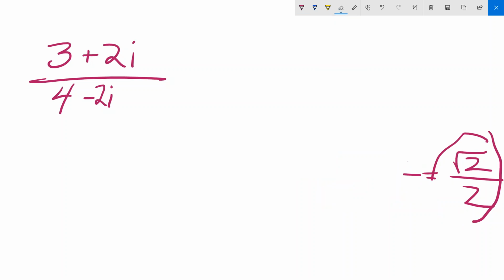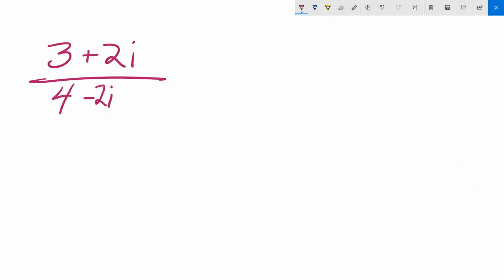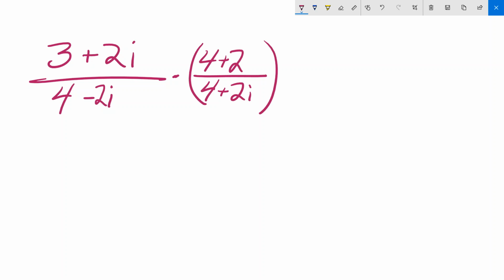So what am I going to multiply this fraction by? And remember, I've got to multiply top and bottom by whatever it is, because that's the number 1. It would be 4 plus 2i. Exactly. Same terms, different sign. Means I got to multiply the top by 4 plus 2i. Now, an amazing thing happens always when you multiply a complex number by its conjugate: it turns real.